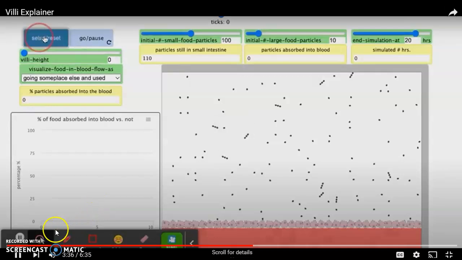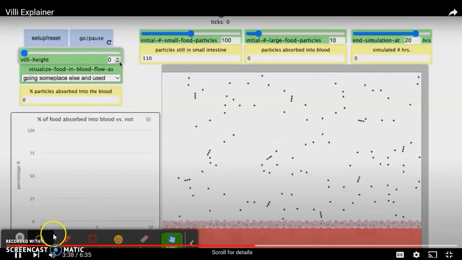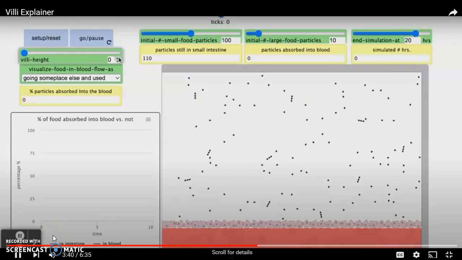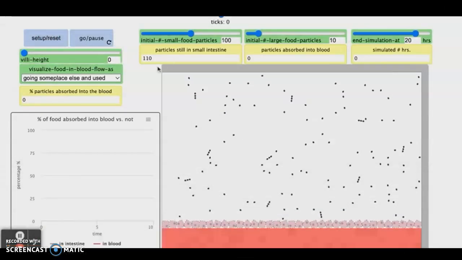A simulation that I think will help you to visualize this a little bit better. With this simulation, you're actually going to simulate the percentage of food absorbed into the bloodstream down here versus what's staying inside the small intestine. And we're going to adjust the height of the villi all the way to their healthiest, which would be at a 10 right here, okay?